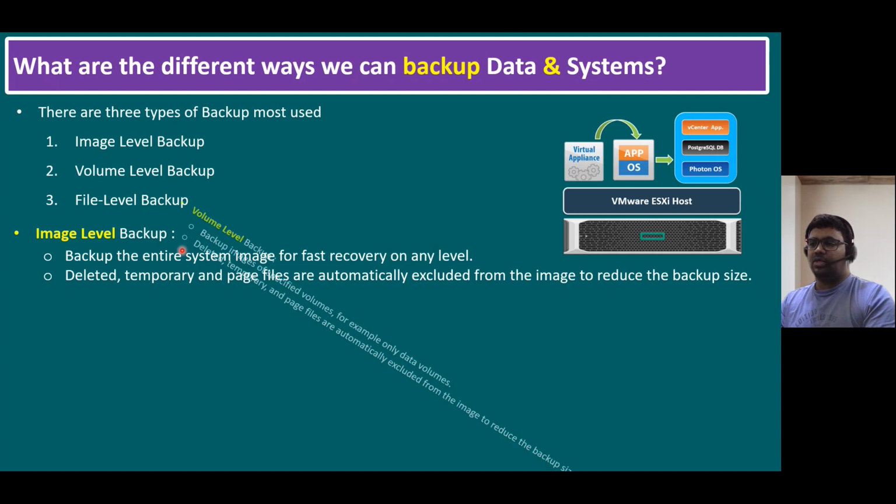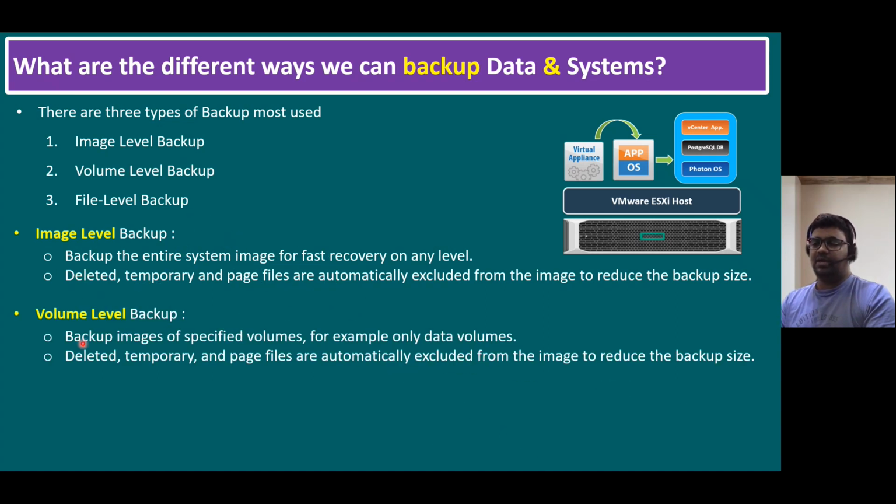Now let's talk about the volume level backup. Volume level backup means backing up images of specific volumes, for example, only data drives. In some scenarios we will not prefer to take the OS level backup, to save backup size. And deleted temporary and page files are automatically excluded from the image to reduce the backup size. Same as image level, even in volume level we can exclude these options to save our backup size.